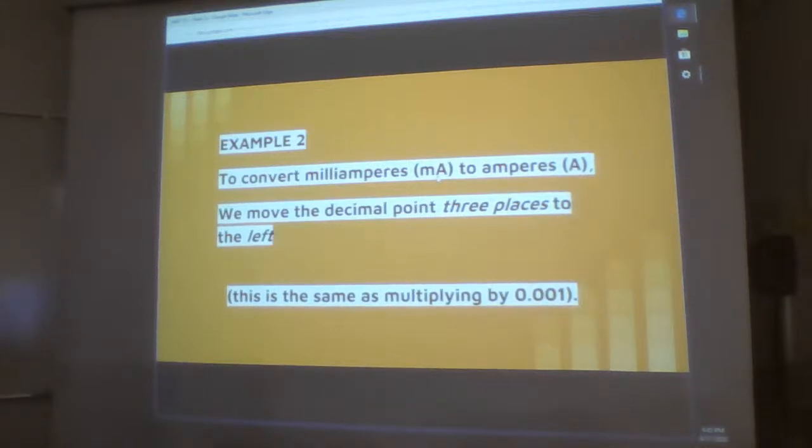If you are converting amps to milliamps, you're going to multiply by 1,000, which means you're going to move the decimal 3 places to the right. But if we are converting milliamps to amps, you want to move the decimal three places to the left.